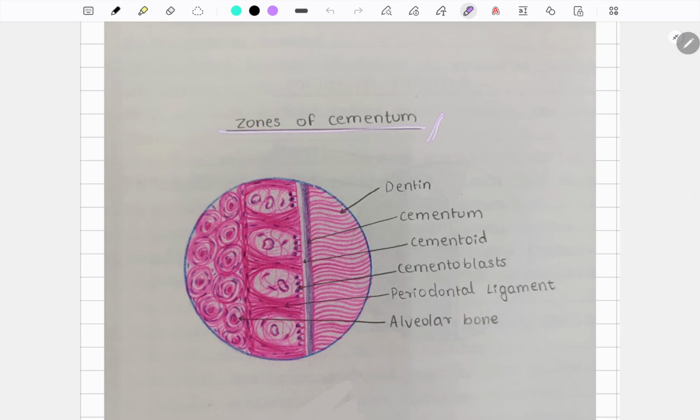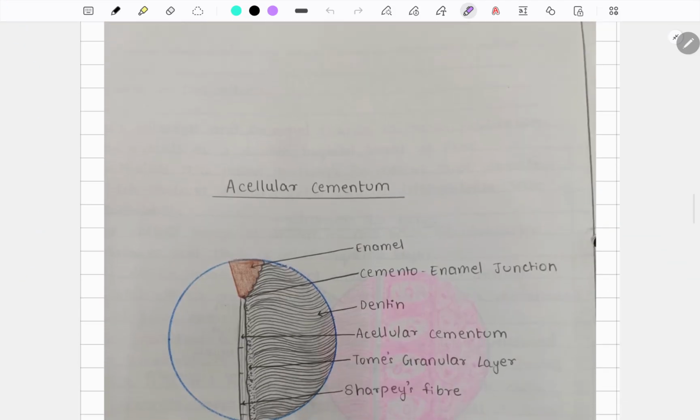Moving on to next, zones of cementum. We move to next chapter, cementum. Zones of cementum is also not usually asked question. As you can see, I have labeled that this is dentine, this is cementum, then there is a layer of cementoid, and then there is cementoblast, then there is PDL, that is periodontal ligament, and here you can see alveolar bone. This is not usually asked slide.